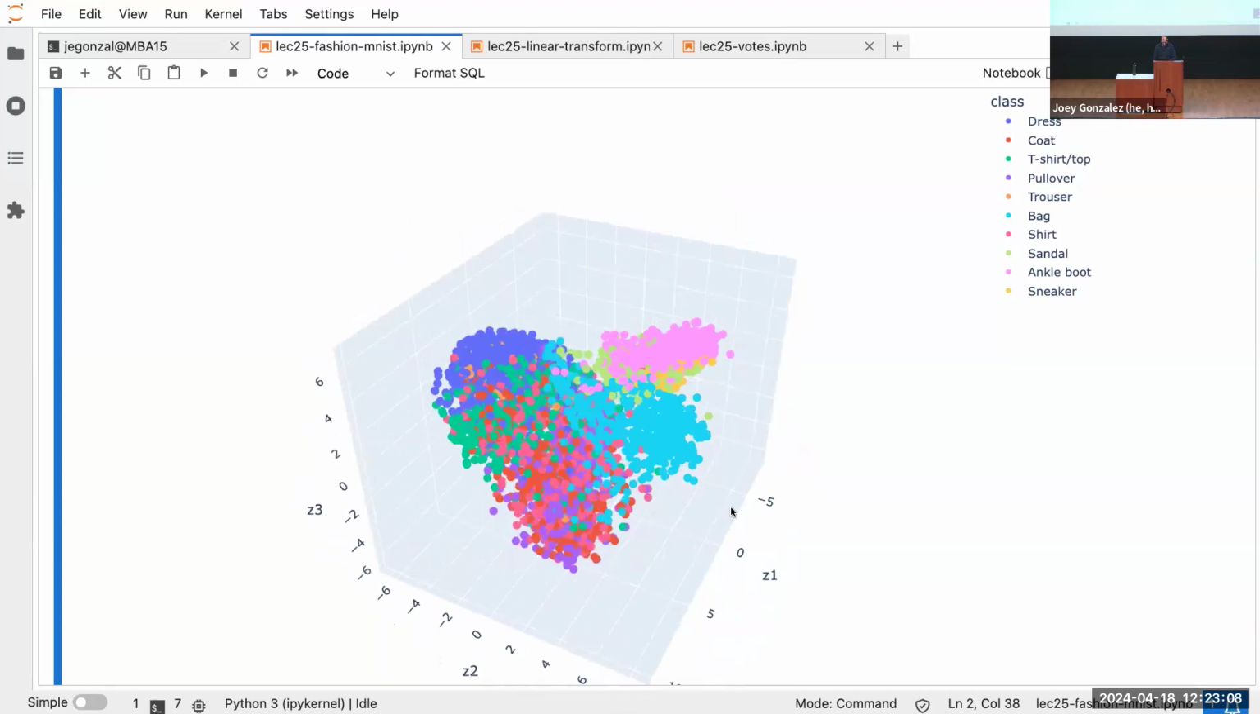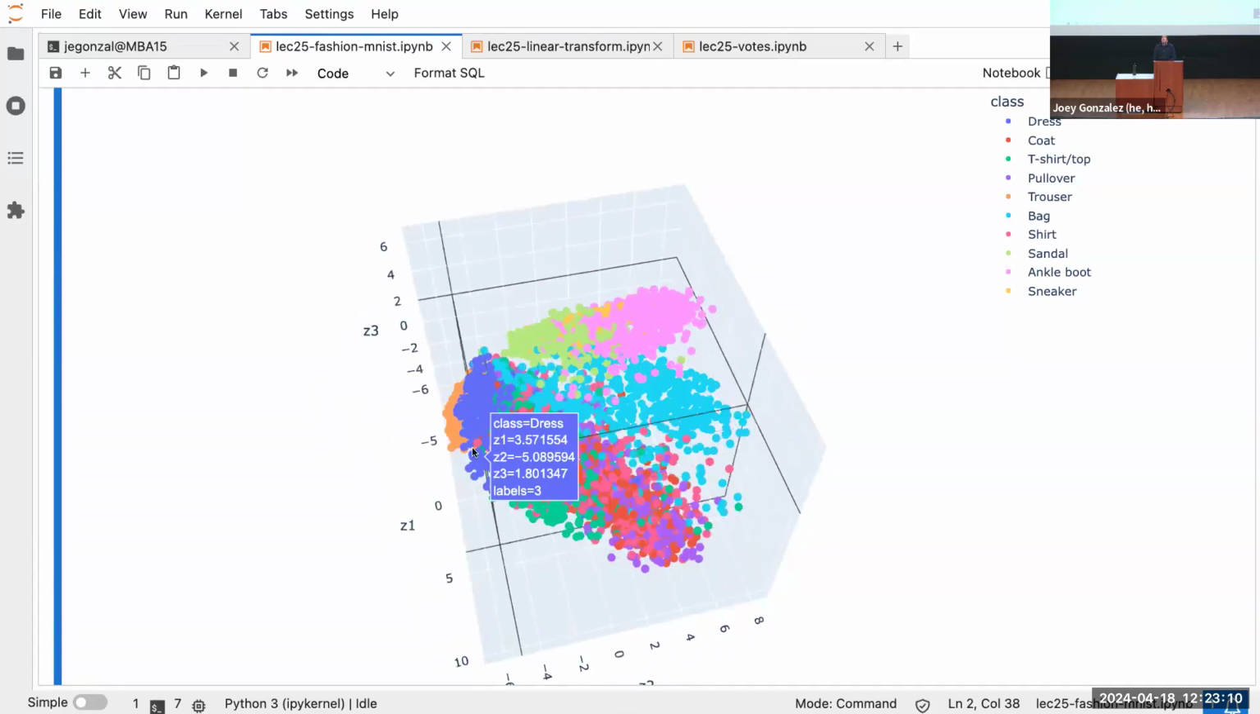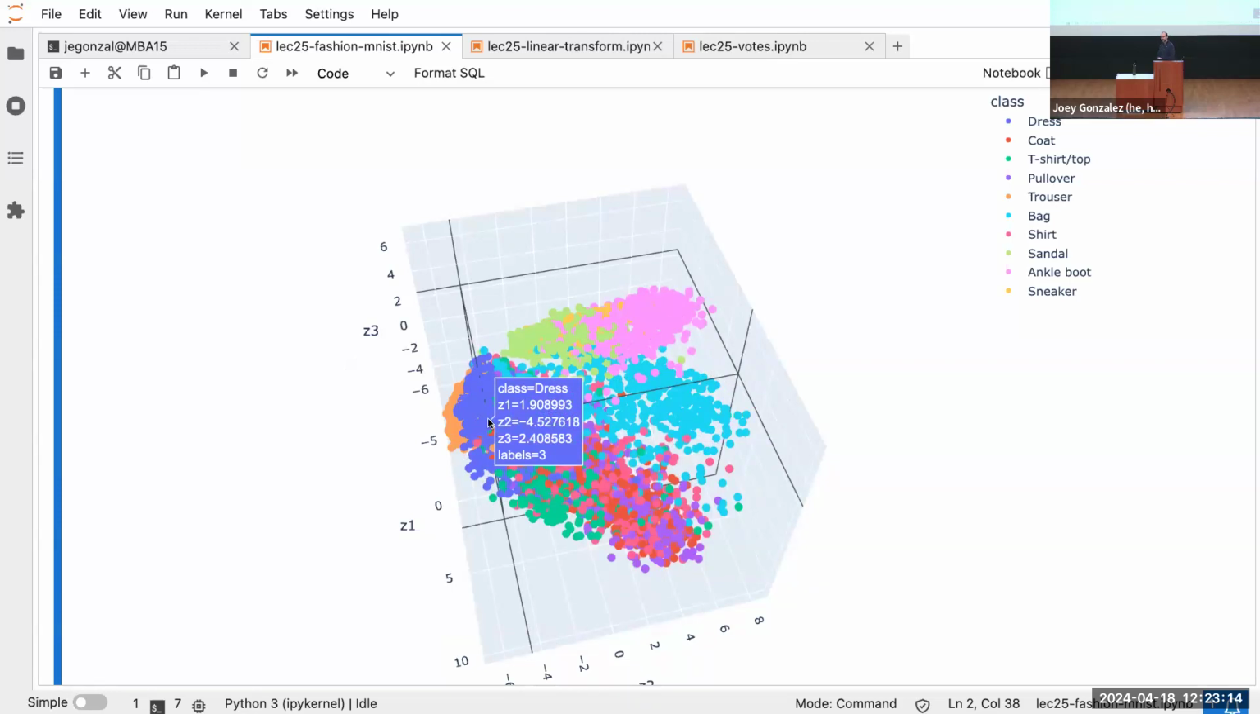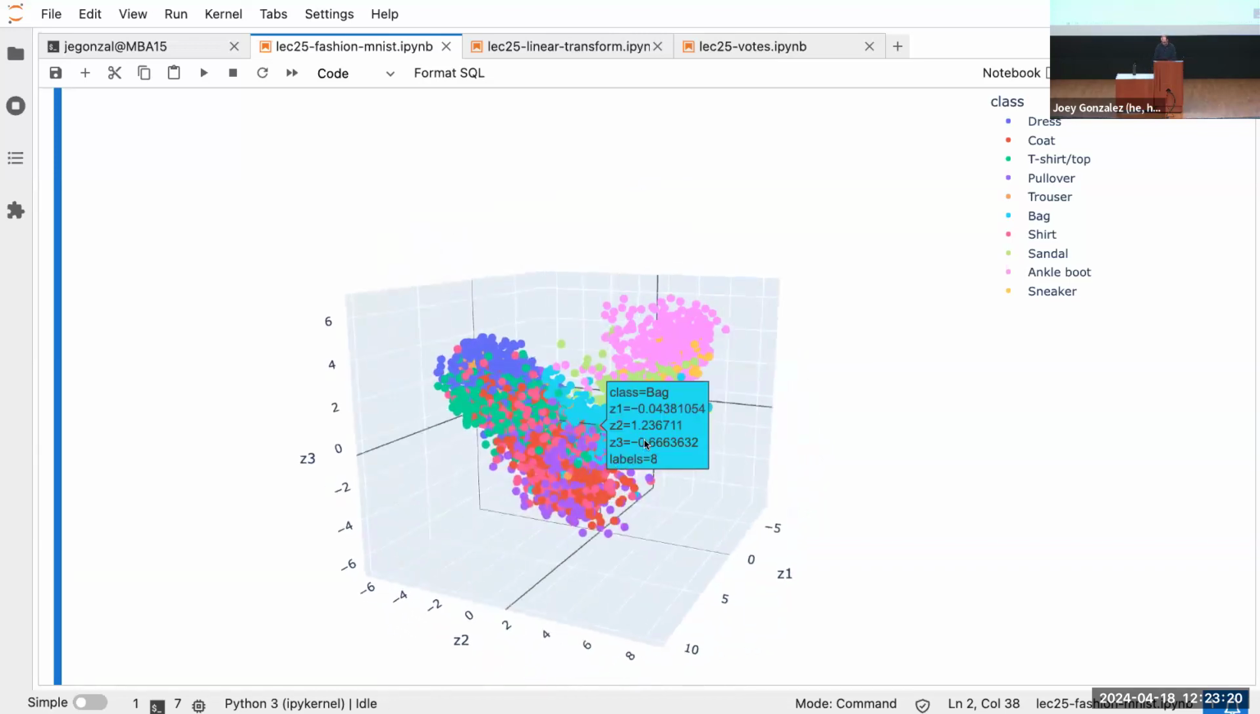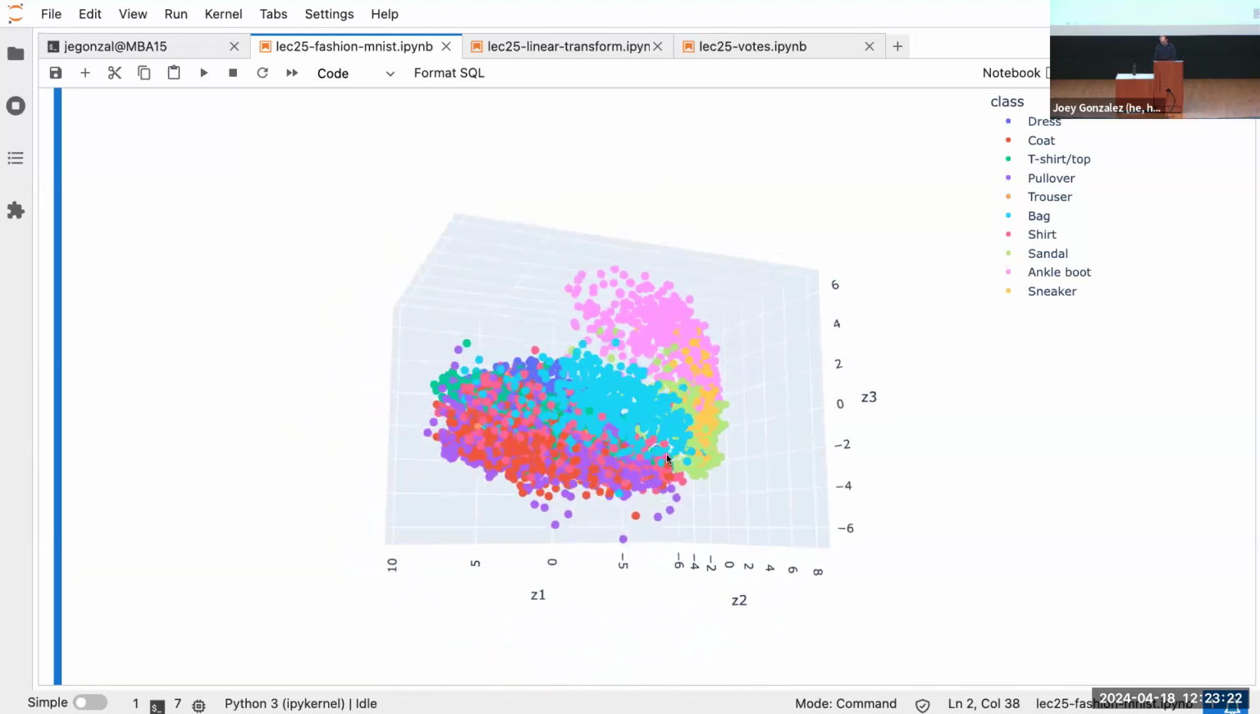If I were playing with this data and I found a shirt that's over here, or sorry, an ankle boot over here, I'd be like, that's an interesting ankle boot. I should go check that one out. It didn't live in the right space. So sometimes we might use this to find outliers. Where did things just not agree with the patterns we see in the reduced dimension representation?